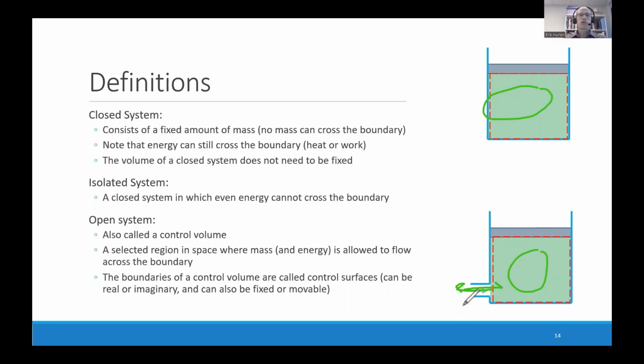In either case, energy can cross the boundary. For example, if I have a flame down here, then some of that heat can go in and can heat up some of this green stuff. So a closed system can still have energy coming in or out, just not mass. A subset of a closed system is an isolated system, which is a closed system in which even energy cannot cross the boundary. Open systems are generally analyzed using a control volume approach, where a control boundary is set up and mass and energy is tracked as it flows into and out of the surface.